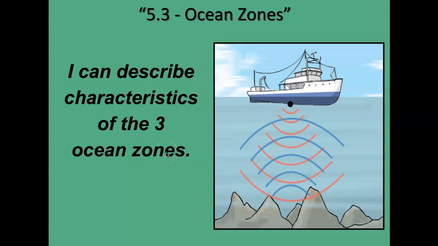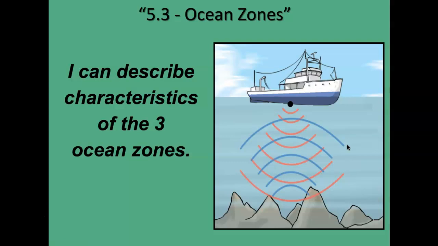Super Scientists, we're looking at 5.3 and we're going to be talking about the different ocean zones today. So we've talked a little bit about ocean exploration. We talked about submersibles and remotely operated vehicles. This is another method in this image that's called sonar, S-O-N-A-R.